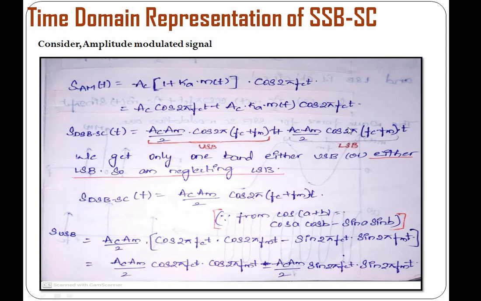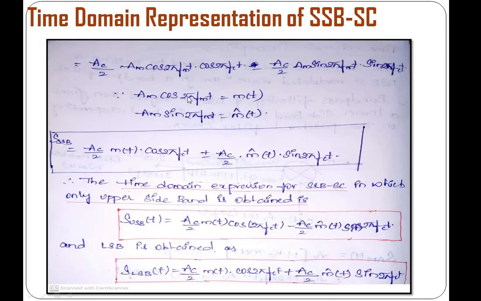If I consider this lower sideband, neglecting your upper sideband, then what will I get over here? I will get a plus mark. AcAm/2 cos 2πfct into cos 2πfmt plus, because minus into minus I will get a plus over here. Then again you will have AcAm/2 sin 2πfct into sin 2πfmt. I will show over here. This is how you will be taking.